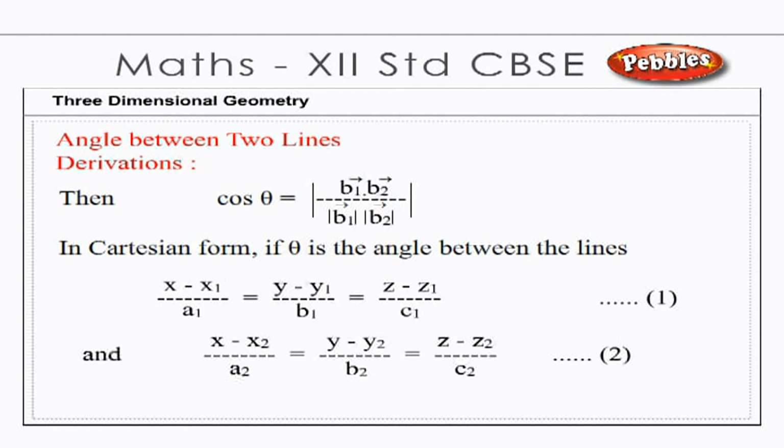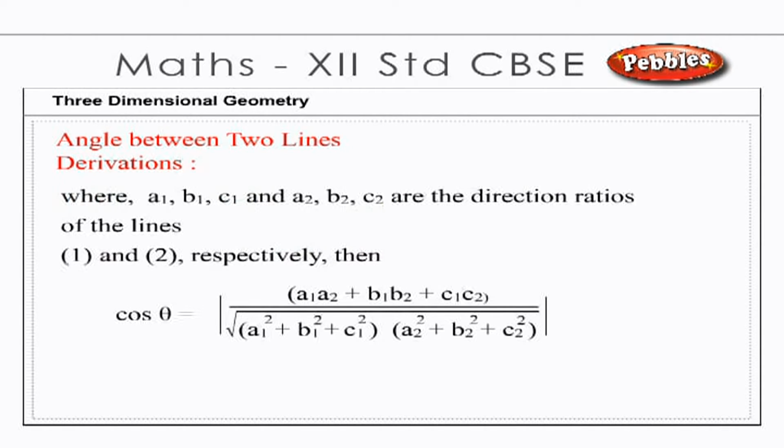In Cartesian form, if theta is the angle between the lines (x minus x1) by a1 equal to (y minus y1) by b1 equal to (z minus z1) by c1, equation 1, and (x minus x2) by a2 equal to (y minus y2) by b2 equal to (z minus z2) by c2, equation 2, where a1 b1 c1 and a2 b2 c2 are the direction ratios of the lines 1 and 2 respectively, then cos theta equal to mod of (a1 a2 plus b1 b2 plus c1 c2) by root (a1 square plus b1 square plus c1 square) into root (a2 square plus b2 square plus c2 square).